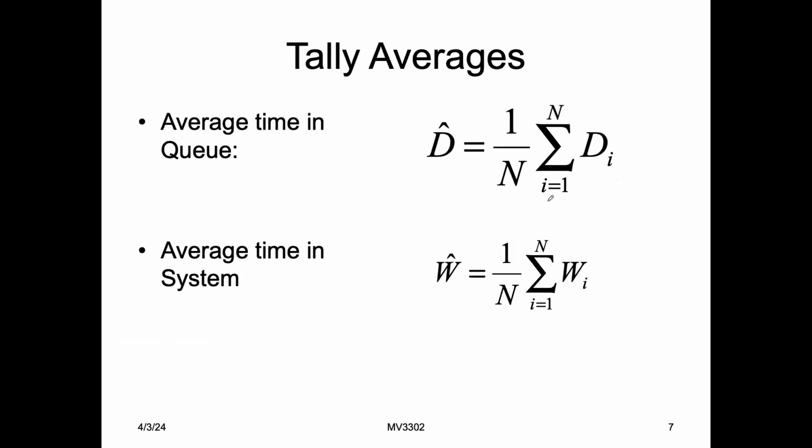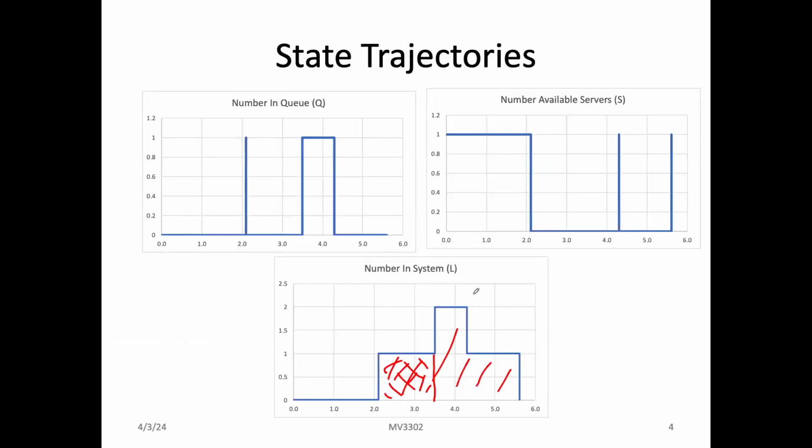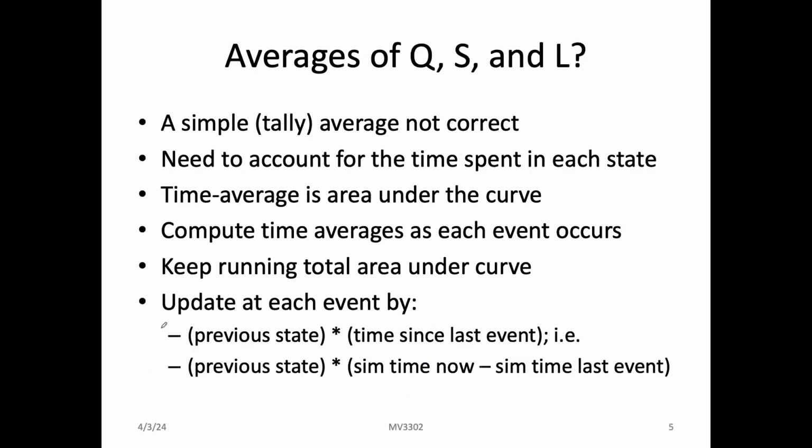Why? Because the worst formula of a function that we're going to have to deal with is a constant. So the idea here is, every time there's an event, we can update our running total, our running area under the curve, by the previous state times the time since the last event, which is the previous state times the current sim time now minus the sim time of the last event.